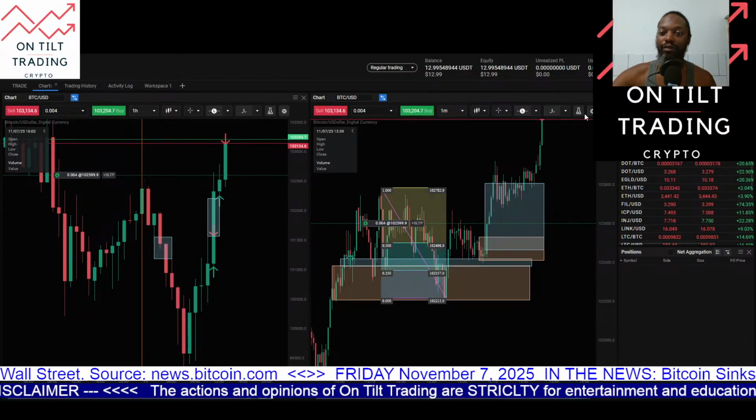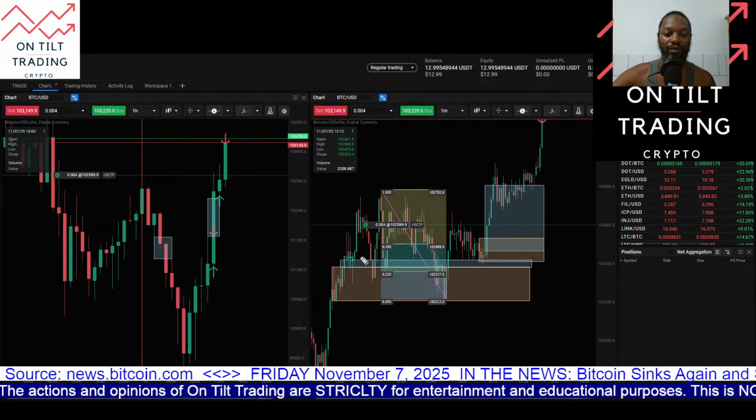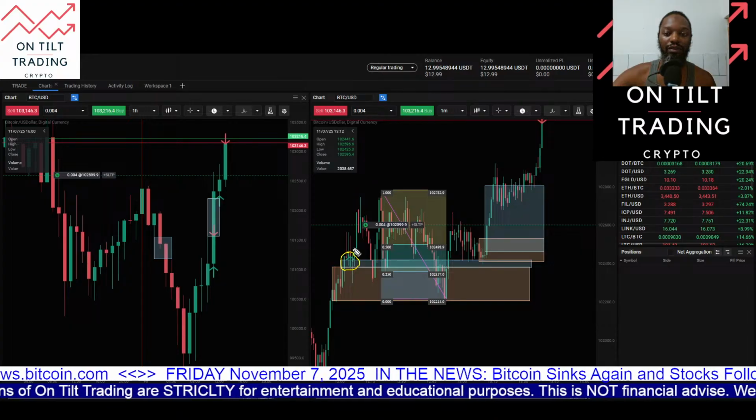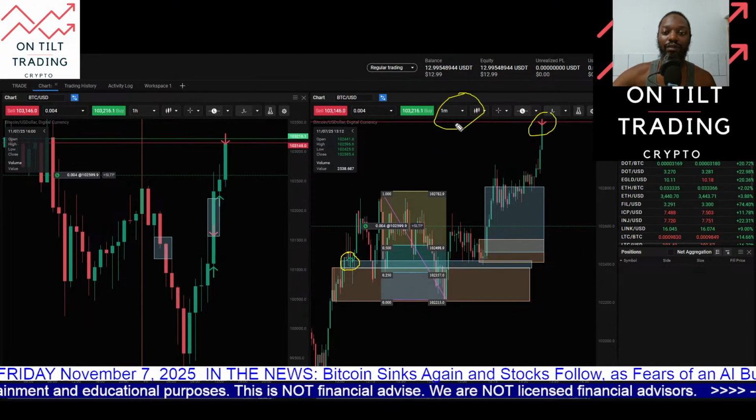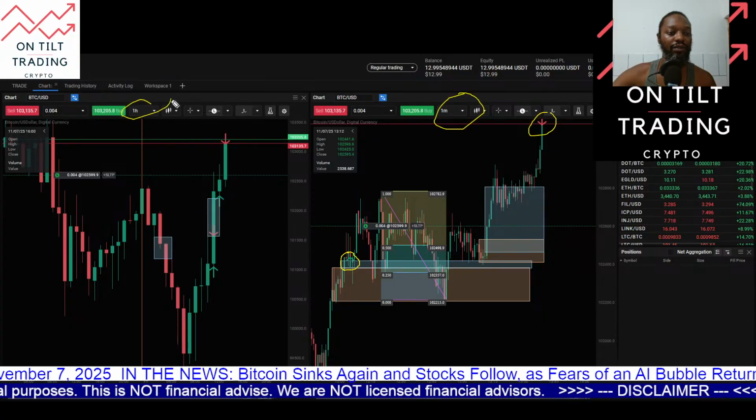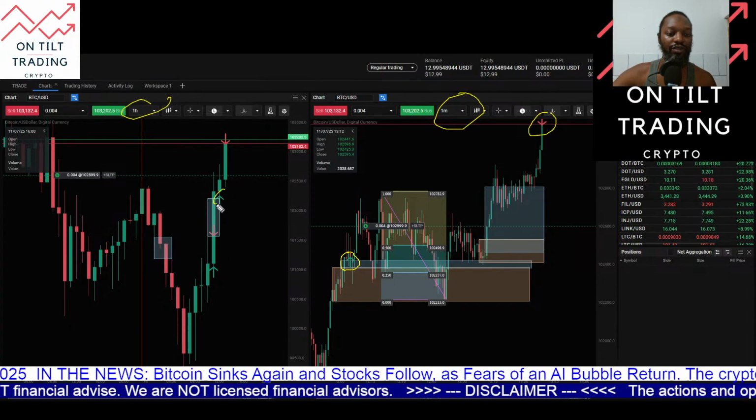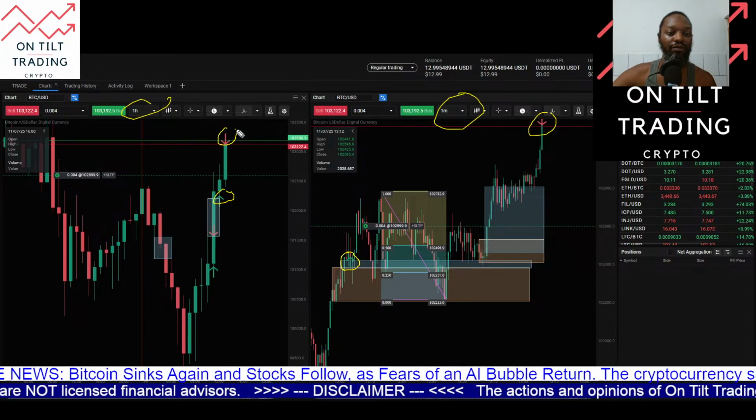So that was a 2-to-1 trade here, executed down here, and take profit here on the 1 minute. And then you can see here on the 1 hour, the entry right here, and take profit right here.